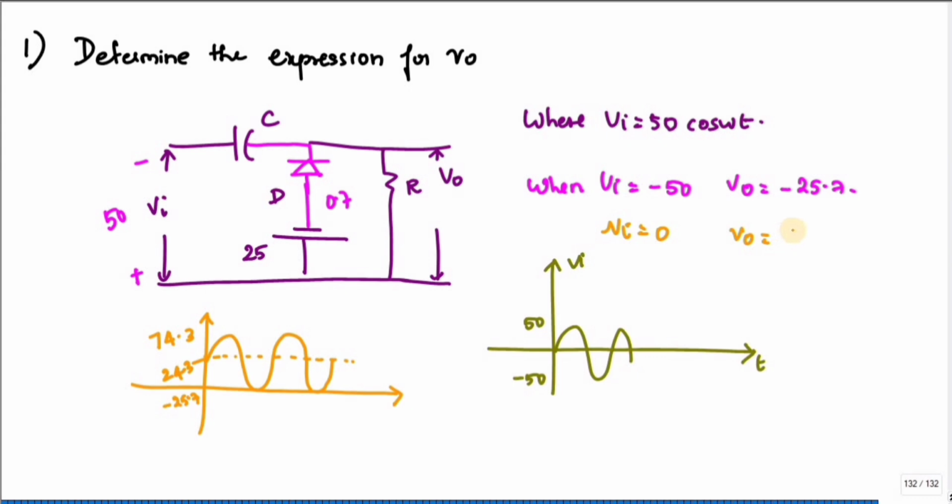74.3, right? If I add 100 with minus 25.7, I get 74.3. And if I add 50, I will get 24.3. Okay. So this is my answer. When VA is 0, V naught value is 24.3. When VA is 50, V naught is equal to 74.3.